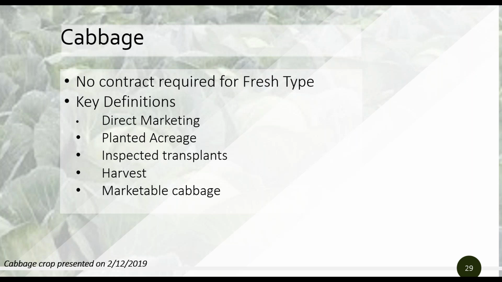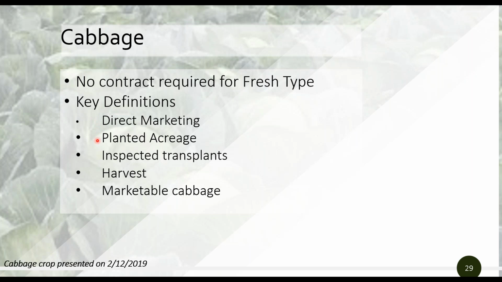Some key definitions include direct marketing. This is the sale of the insured crop directly to consumers without the intervention of an intermediary such as a wholesaler, retailer, packer, processor, shipper, or buyer. Some examples of direct marketing include selling through an on-farm or roadside stand, a farmer's market, or just permitting the general public to enter your field for the purpose of picking all or a portion of the crop.